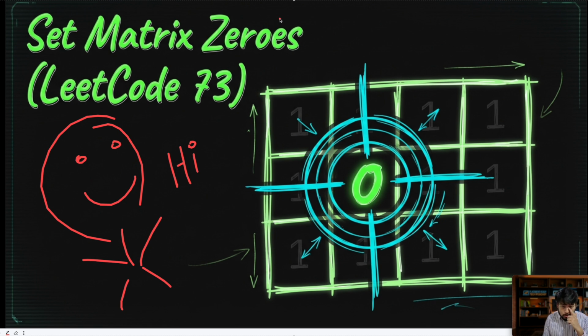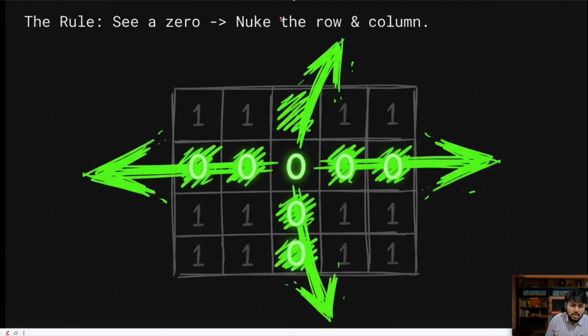LeetCode 73. This question is very simple and is asked in a lot of FAANG interviews. Now what the question says: we are given a matrix, an M cross N matrix, and what we have to do is identify all the positions with 0 and mark their rows and columns as zeros.